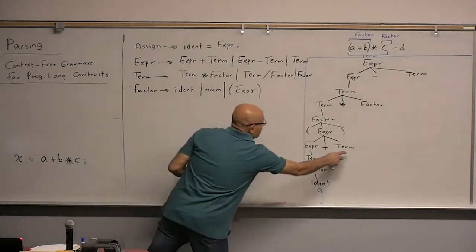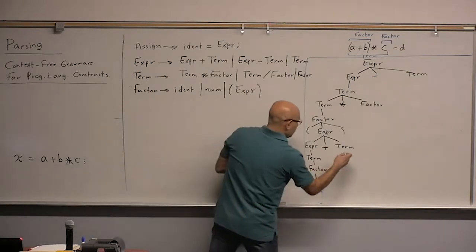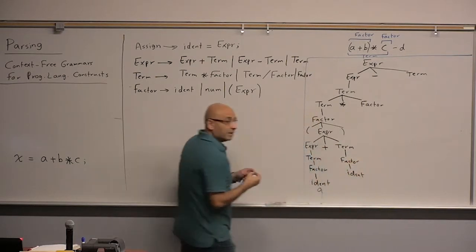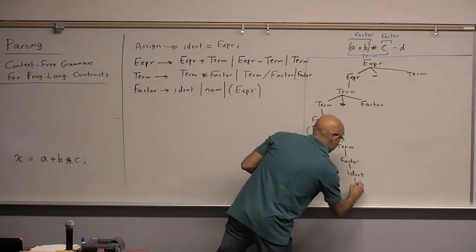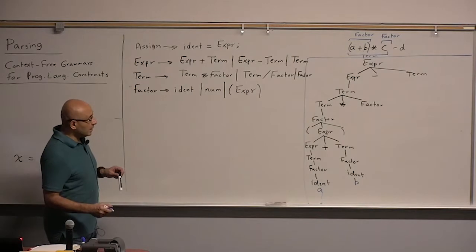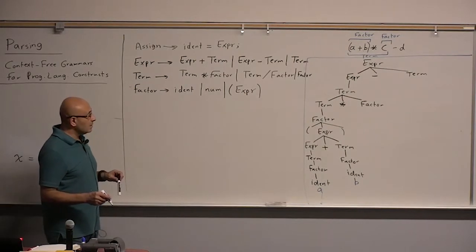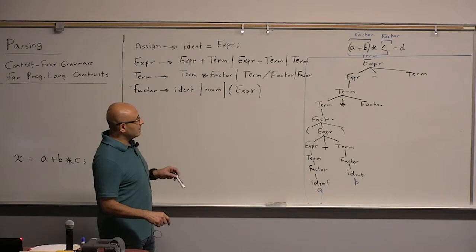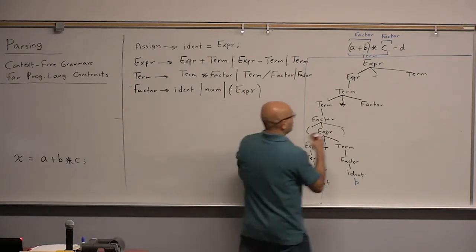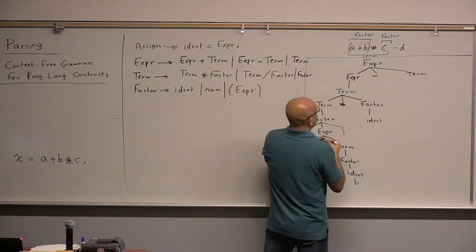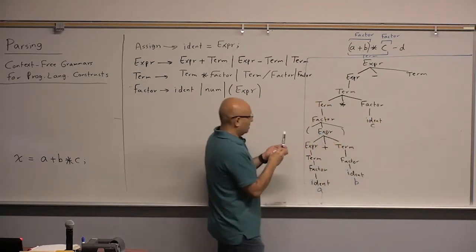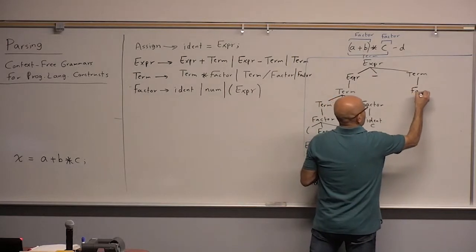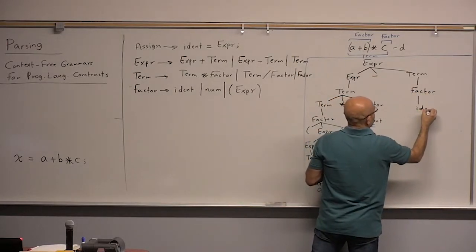Okay. Now this term is a factor, and the factor is an identifier, and this identifier is B. Okay. Is everyone following this? Now this factor is just another identifier, and this identifier is C, and this term is a single factor, and this factor is an identifier, which is D.